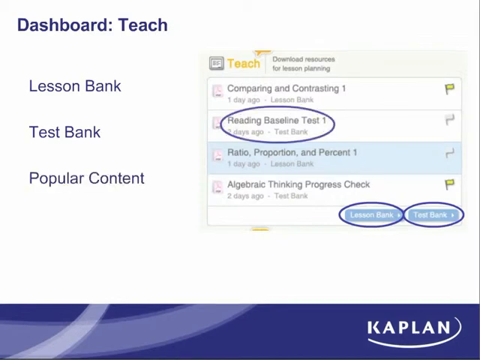Finally, this dashboard shows you newly added resources that are well-liked across all users, and resources that are particularly relevant based on the time of year. It's not specific to you or your school, but it is a really helpful way to stay up to date on popular content. You can click into lessons or tests directly from the dashboard. Now, what happens if you click on Lesson Bank?